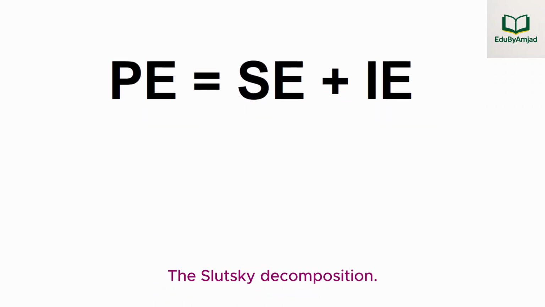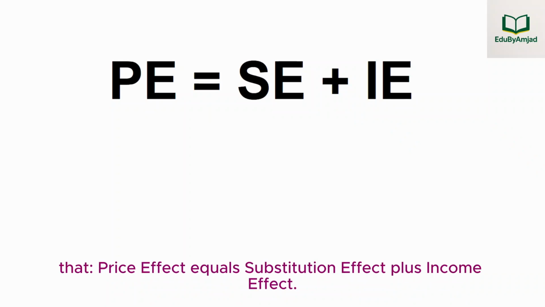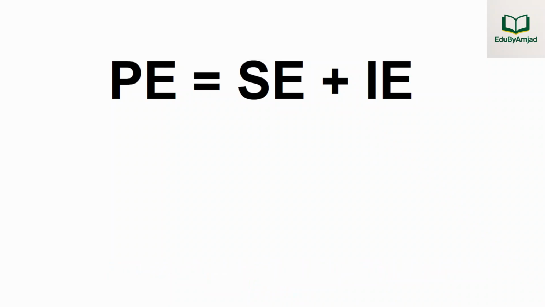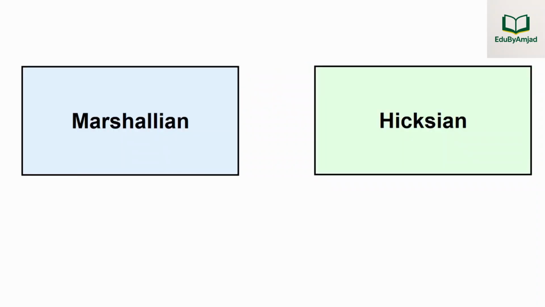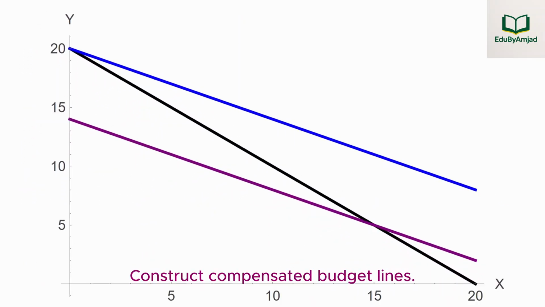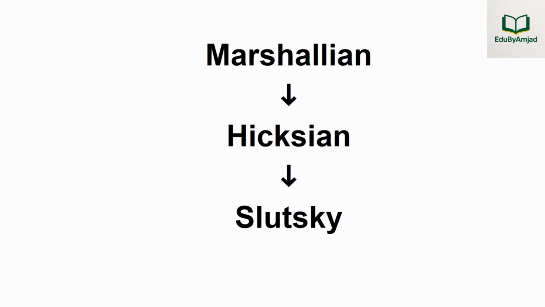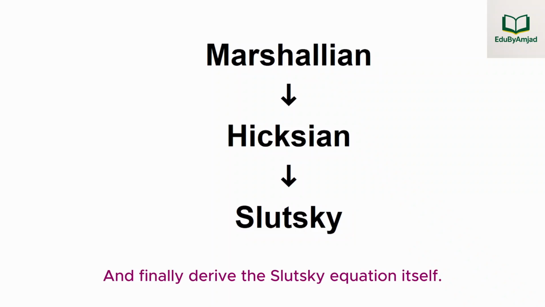the Slutsky decomposition. By the end of this lesson, we will prove mathematically and graphically that price effect equals substitution effect plus income effect. We will derive Marshallian demand, derive Hicksian demand, construct compensated budget lines, and finally derive the Slutsky equation itself.